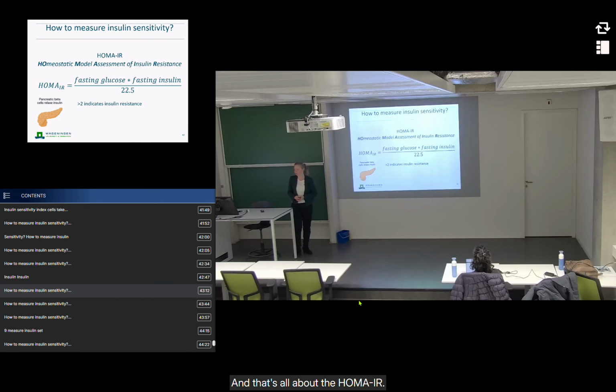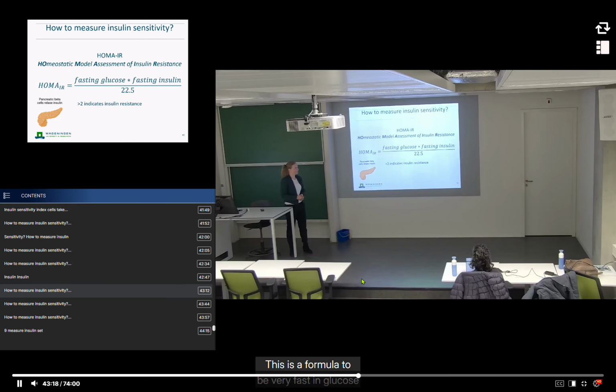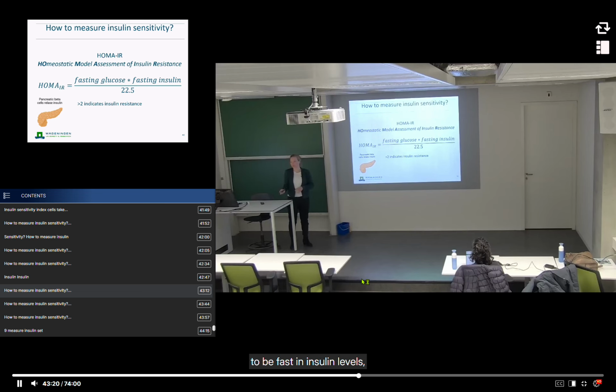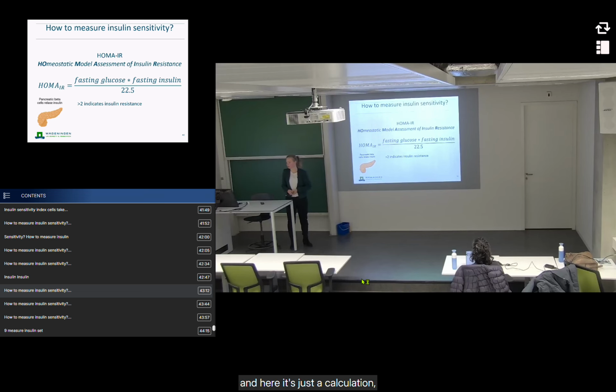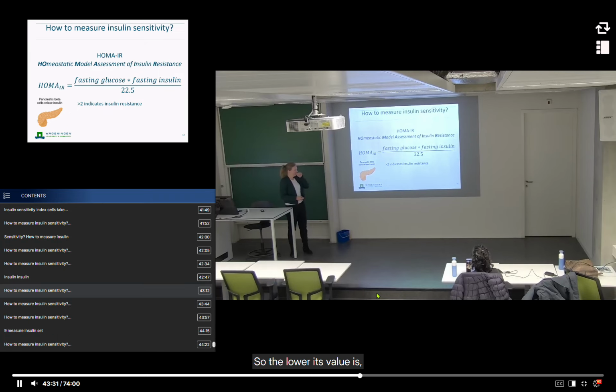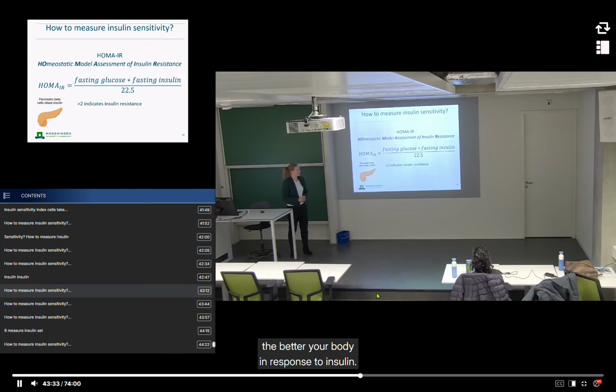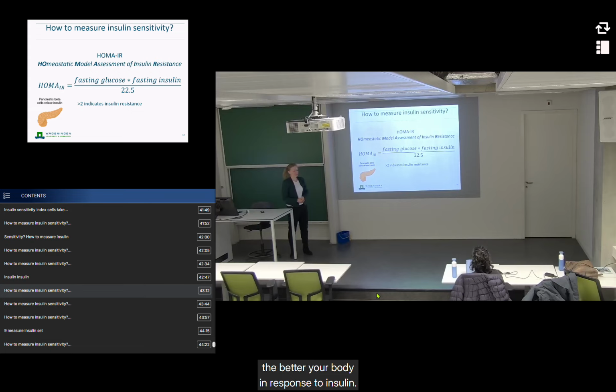Then I thought about the HOMA-IR. This is a formula to compare the fasting glucose with the fasting insulin levels. And here it's just a calculation. And we say that a level higher than 2 indicates insulin resistance. So the lower this value is, the better your body can respond to insulin. Also, this formula we will use in the assignment on Thursday, but you can find it also in the book chapter as well.